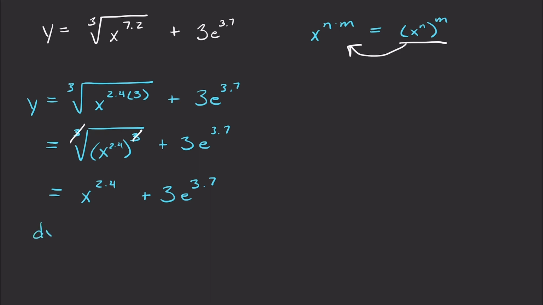Then we can take our derivative just like we normally would. So we're going to bring down our exponent, 2.4, and then subtract 1 from it. So 2.4x to the 1.4. And then our second term turns out to just be a number. E is just a number, and now it's raised to another number. And the derivative of a constant is just 0. So our answer just turns out to be 2.4 times x raised to the 1.4.